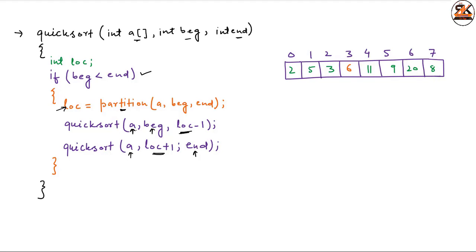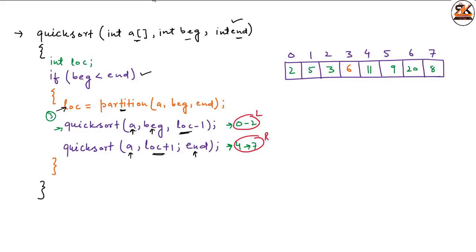Again, when we call this function quick sort, the array a has beginning as index 0. Location minus 1, where location has the value 3. So now the left sublist will be from 0 to 2, that is location minus 1. And the right sublist will be from location plus 1, which means 4, to 7. This is the left sublist, and this is the right sublist after the first iteration.